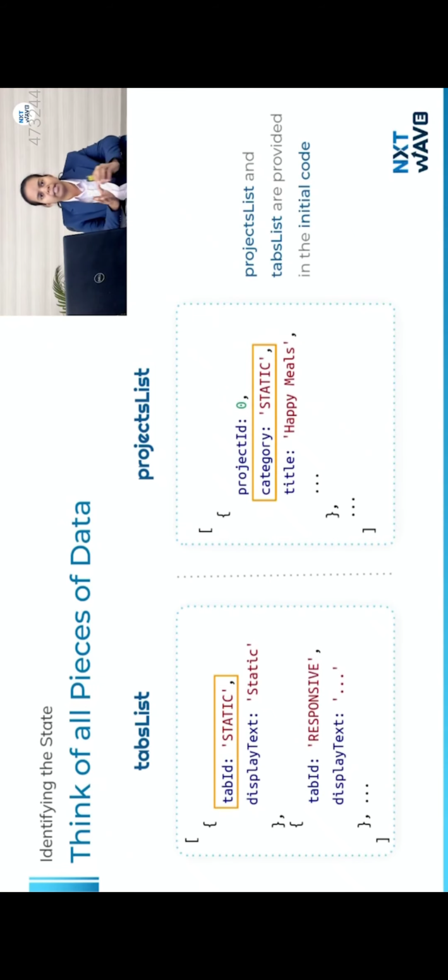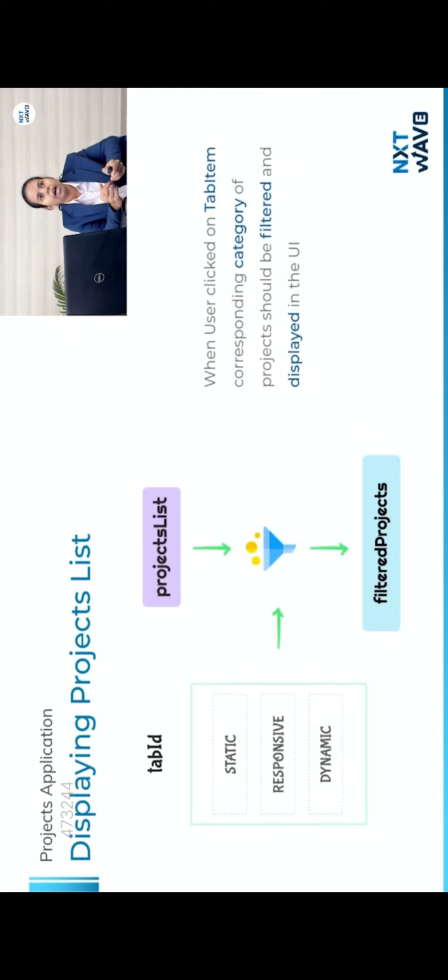So we understood that there's a tabs list and projects list, and we have to filter the projects list based on the selected tab ID. Here you can see that we have tab ID static, responsive, and dynamic. Based on what tab ID the user has selected, we have to filter the projects list and get a set of projects that have to be displayed in the UI. When a user clicks on a tab item, we'll know the corresponding category. Then we have to filter the projects corresponding to that category from the projects list and display those filtered projects in the UI. So when the user clicks on a tab item, we have to get the category of that particular tab, and then filter the projects list, get the filtered projects and display them in the UI. These are the steps involved.